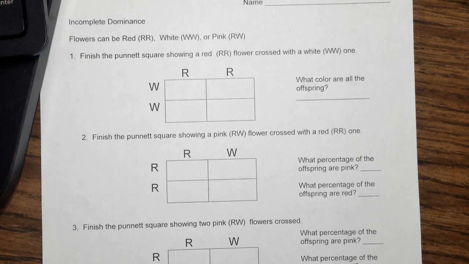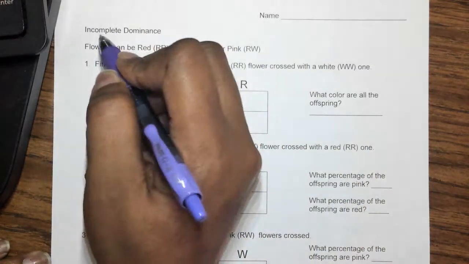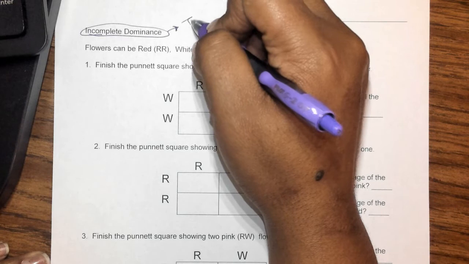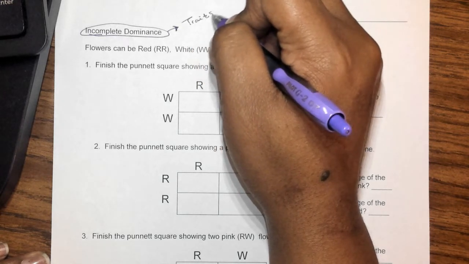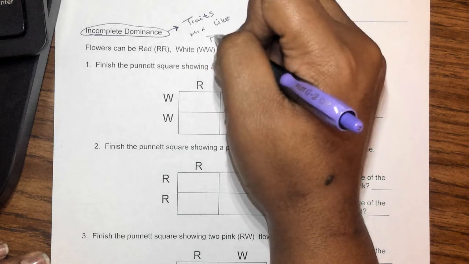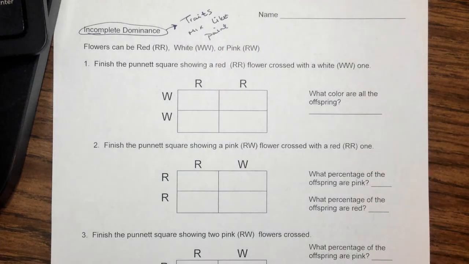We've got incomplete dominance. Remember, incomplete dominance is when your traits mix like paint. So we're going to mix like paint, and so when we have red and white, when we mix red and white, we're going to get pink, okay, because they mix like paint.